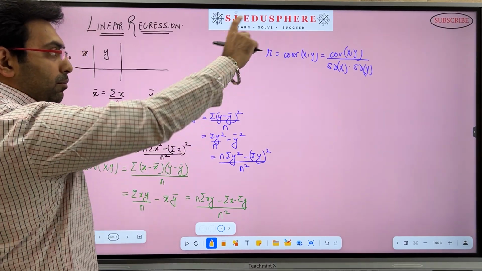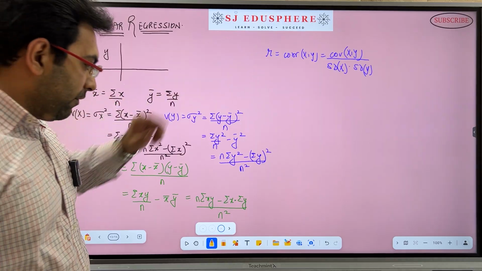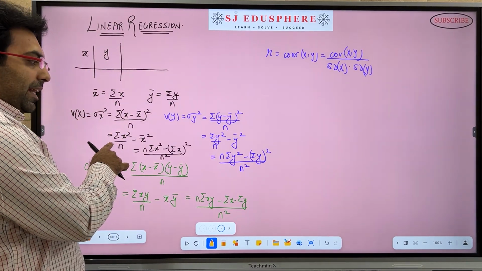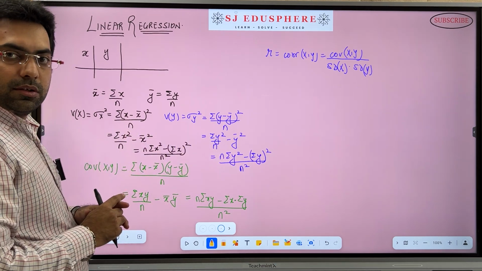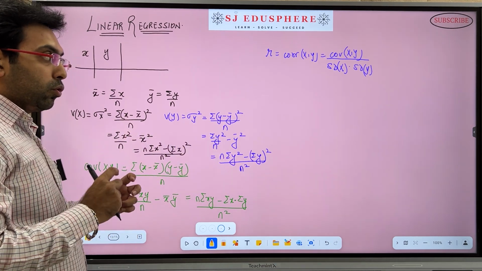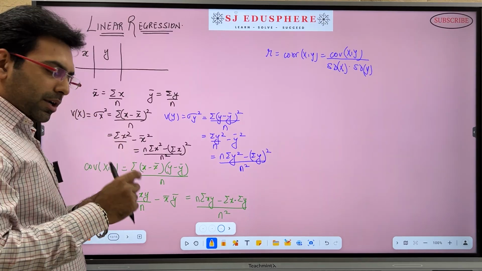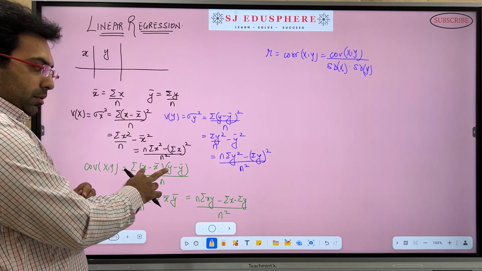So when I come to my correlation value, what does my formula say? My formula says covariance divided by the standard deviations, meaning the root of this answer and the root of the second answer. Now, do you go out to memorize it by heart? No. We are going to use a very simple trick to get this answer. We will focus on the numerator.